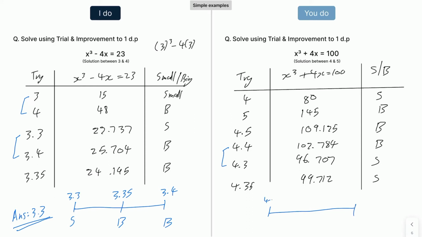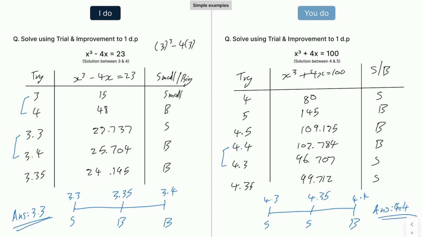We have 4.3, we have 4.4, and then halfway we have 4.35. We know this was too small, this was too small, and this was too big. So my answer is in this range here. And to one decimal place, my answer is 4.4.